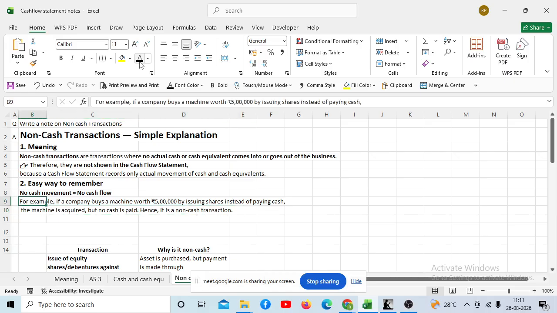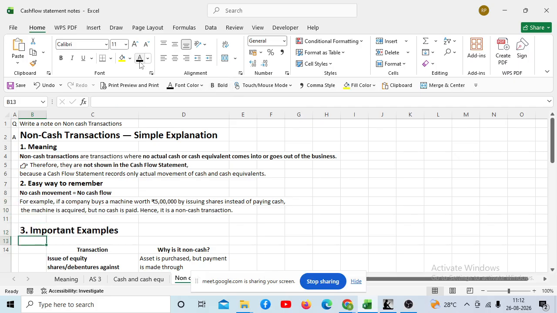Means what? See, here the company has purchased the machinery, right? But they had not paid the money either in the form of cash or in the form of check. They had paid the money in the form of shares, right? So is there any movement of cash in this transaction? No. So that's the reason it will not be shown in the cash flow statement.